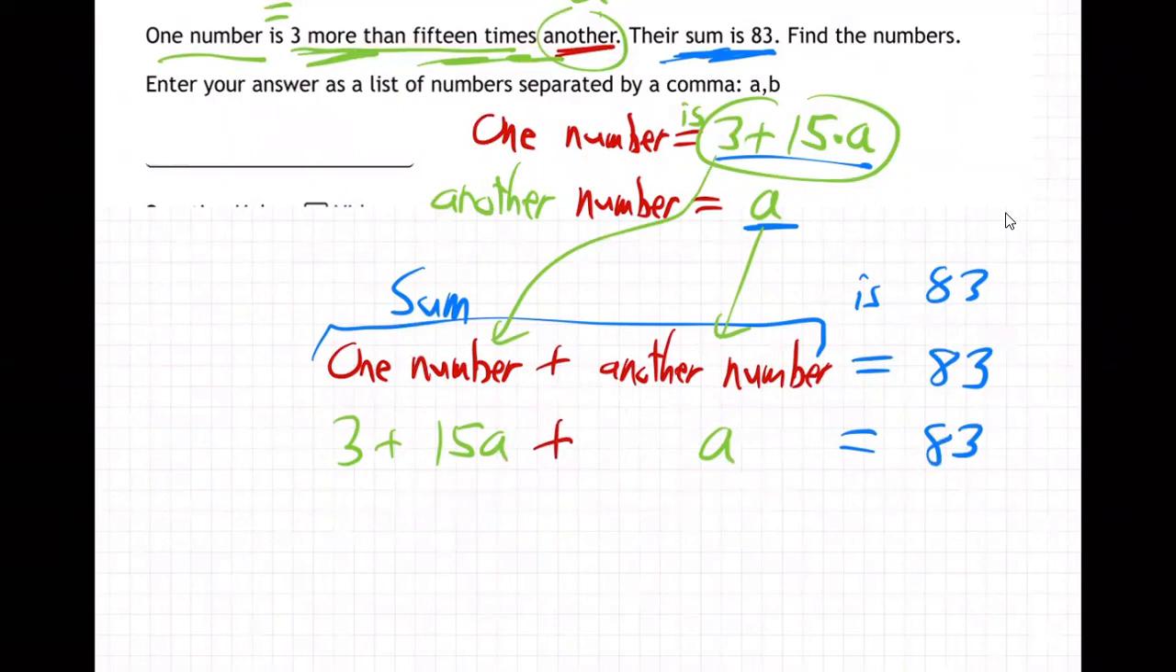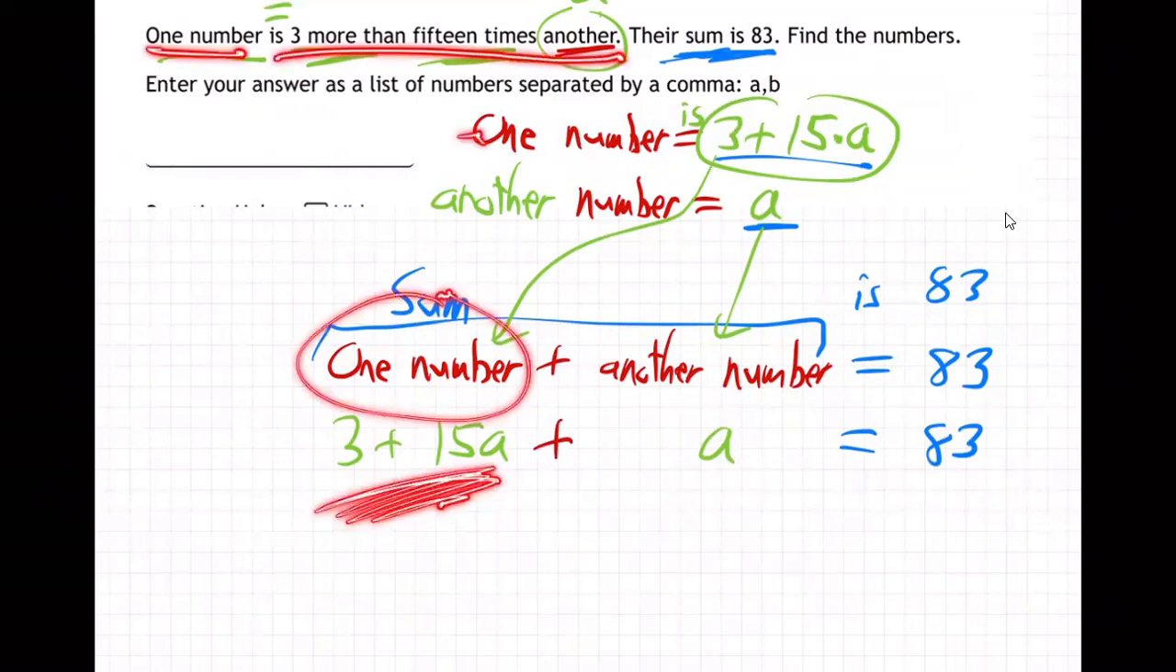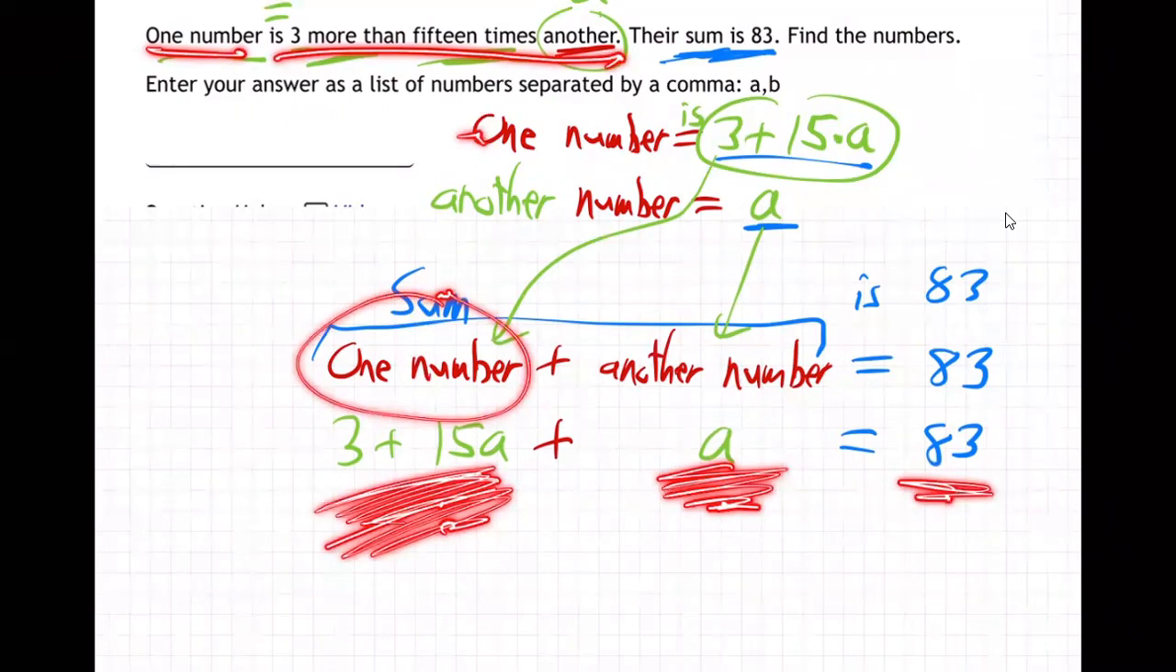The common mistake I usually see over the years of teaching this kind of material is that people will only have this equal to 83. They'll forget about the other A. That's wrong, because 3 plus 15A is all just one number. That's what it says: one number is 3 plus 15 times another. And then this is the other number, and those two added together is 83. So you end up using the A or the X, whatever letter you're using, twice. That's almost always the case in word problems.